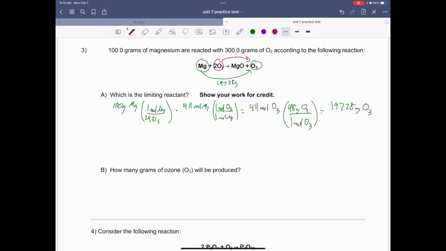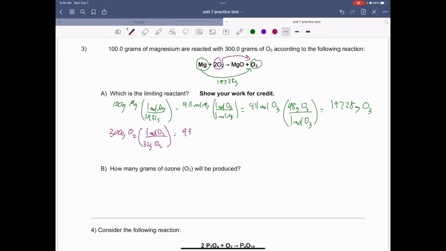So we have 300 grams of O2, and O is 16, so 2 oxygens is 32. So 32 grams of O2 is 1 mole of O2. So what is 300 divided by 32? I get 9.375. 9.375 moles of O2. Now the molar ratio between these two is a 2-to-1 ratio. So 2 moles of O2 can produce 1 mole of O3. So that's the 9.375 divided by 2. And I get 4.688. I'm going to round that, so 4.688.